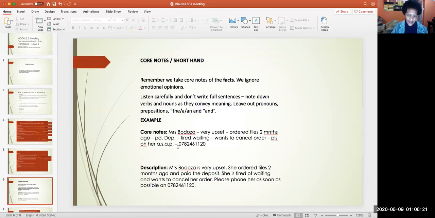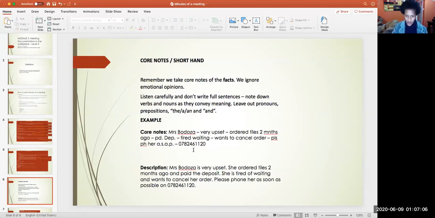Here's a beautiful example of core notes. I said to you, it is impossible for a person to write each word in a meeting, or else you are going to be left behind. So it's important for you to write core notes and then expand them at a later stage, okay? Here's a wonderful example of core notes. Miss Bodoza, very upset, ordered tiles 2 months ago, paid deposit, tired waiting, wants to cancel order, please phone her ASAP and phone number.